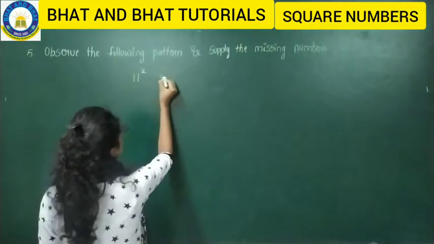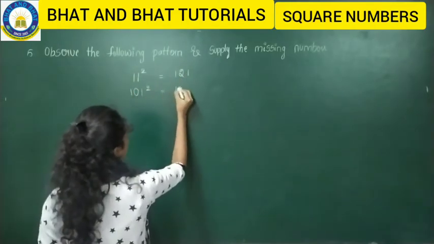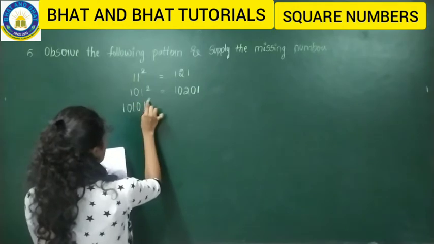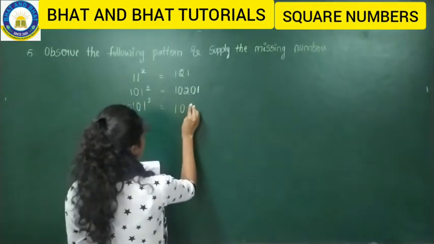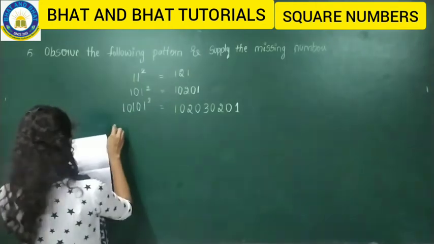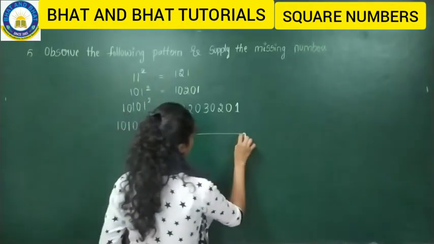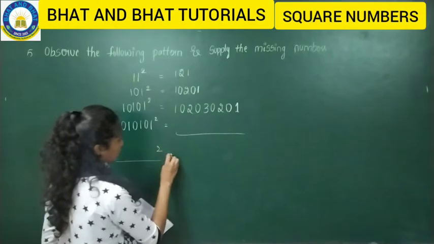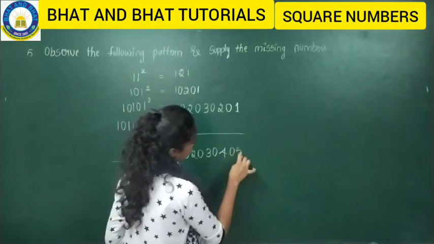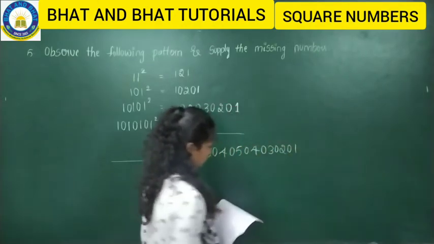Fine. So 11 square is equal to 121. 101 square is equal to 10201. 10101 square is equal to 102030201, and again 1231 square is equal to dash, and dash square is equal to 1020304050, again 4030201. So this is your question.